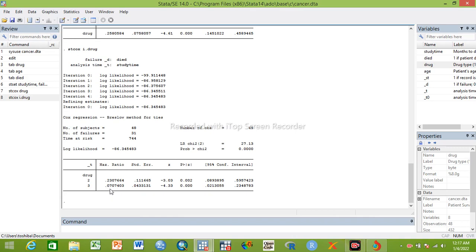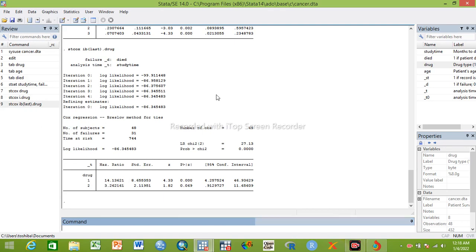So this one is 0.07, so 1 minus 0.07 is 93. So the hazard of death is decreased by 93% in individuals who take drug 3 at any given time as compared to their counterparts. So this one is bivariable. If you want to change the baseline, you can use ib3. so it will use the third treatment as constant, so 1 and 2 are variables, so you can change it also just like this.